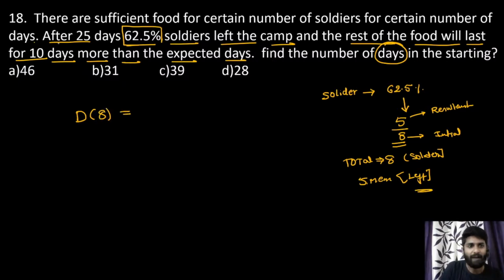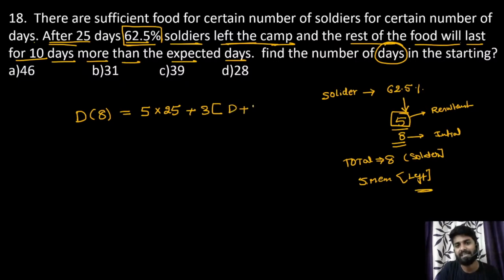Exactly equal to, after 25 days, 62.5% of soldiers left the camp. Means how many soldiers left the camp? 5 soldiers left the camp. They're working for 25 days. And the rest of the food will last for 10 days more than the expected days. See how many were remaining. We are remaining with 3 soldiers only, and it takes how much more? What he expected, 10 days more. So the initial expectation of D days and 10 days more. So this is the equation.